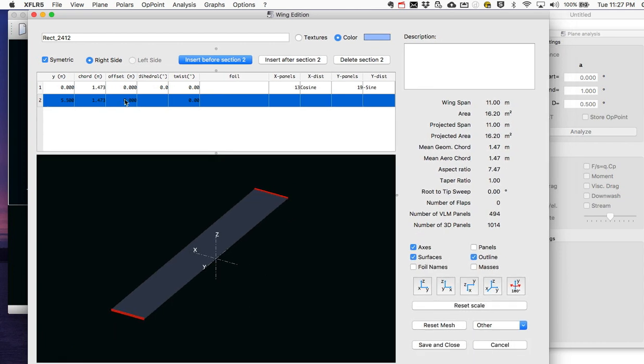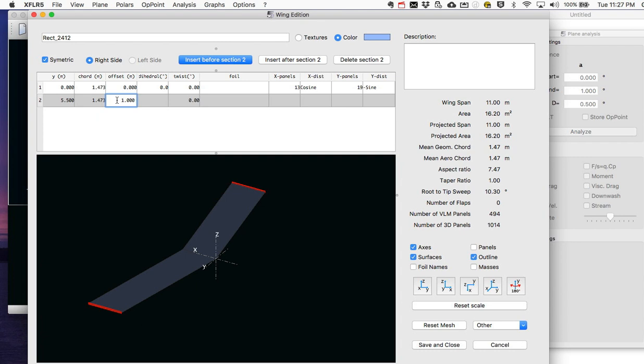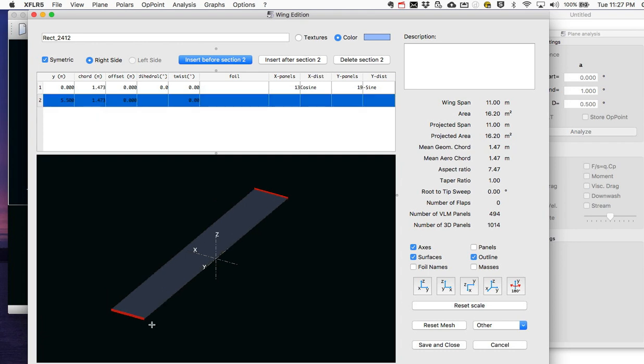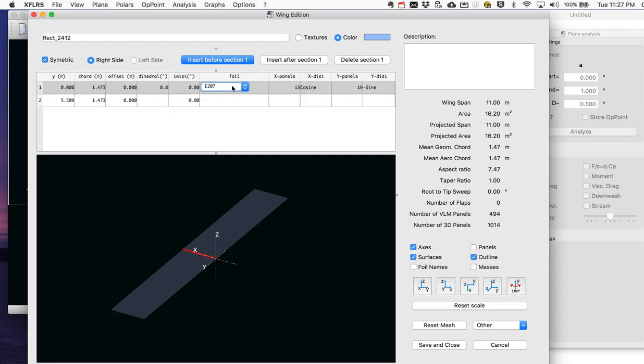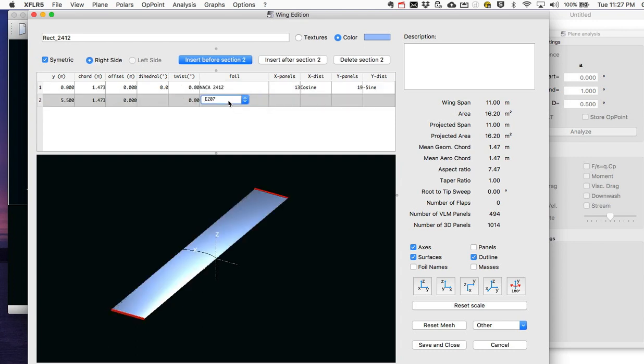And offset here, so by offset, if I offset this a meter, you can see what happens. So that's essentially the position of the leading edge of the tip relative to x, and the root starts at x equals 0. I'd like the tip to start at x equals 0 in this case because it's rectangular, no dihedral, no twist. I'm going to pick this 2412 foil for both wing root and tip, and you can see the foil right there.